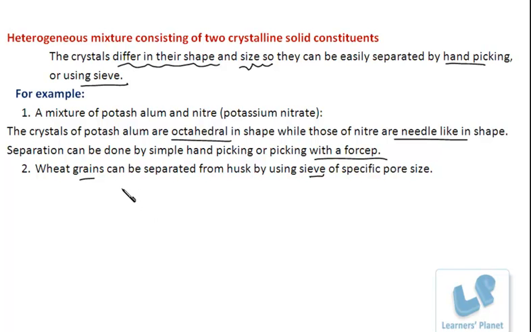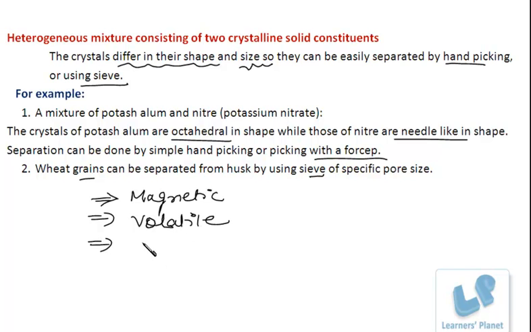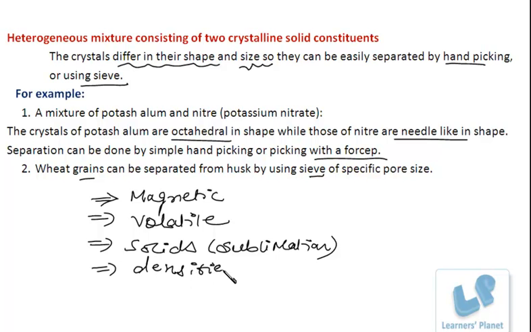Basically, the methods employed depend on the properties of the mixture, whether they are magnetic or one of the constituents is volatile. One of the constituents, in case of solids I am saying, undergoes sublimation. There is a difference in their densities, right? So the properties of the constituents should be different.